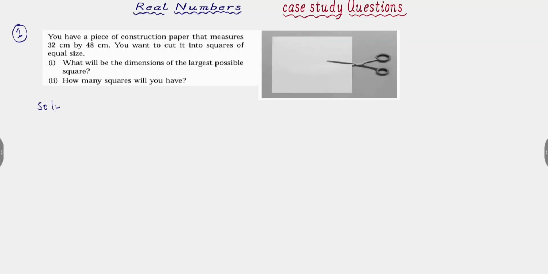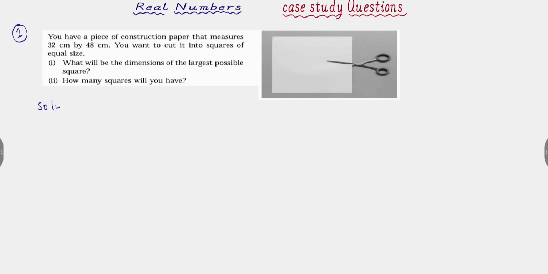Hello everyone. Today let us discuss real numbers case study questions. Here we have a question. A piece of construction paper measures 32 centimeters by 48 centimeters. We want to cut it into squares of equal size. First, we have to find the dimensions of the largest possible square, and second, how many squares can be made from that paper.